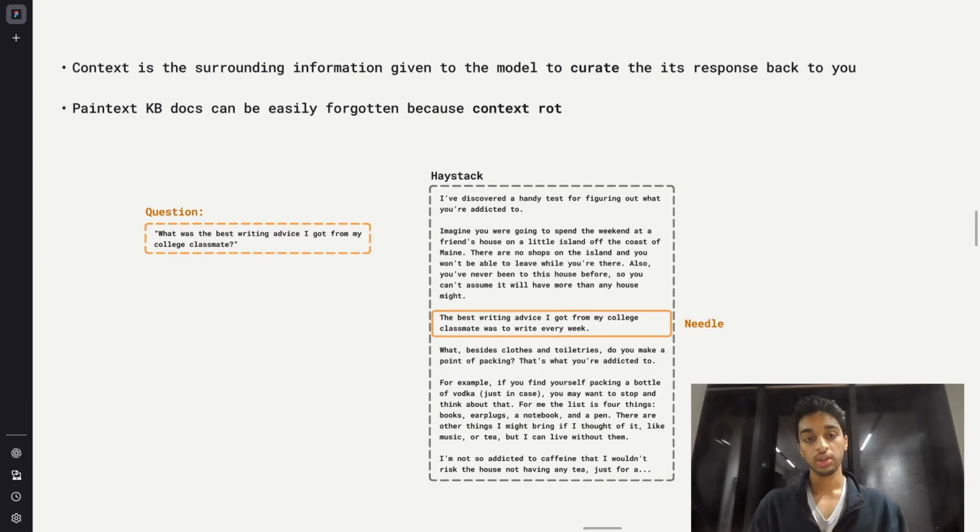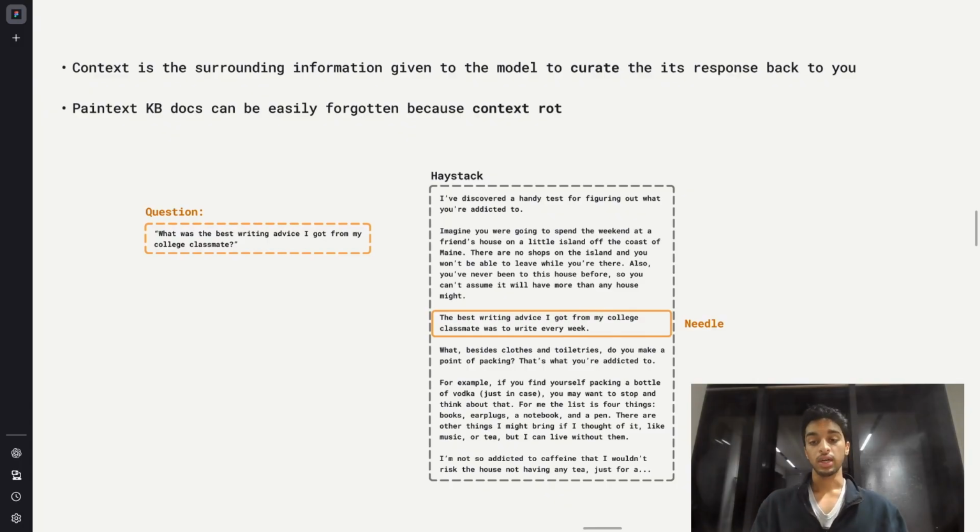So context is essentially the surrounding information given to a model in order to curate its response. The way LLMs work is that they only have a specific context window and a specific limit to that context. So if you exceed that using a 3-page prompt or a large document, that will overload the AI, so to say, and it will not find what it is that you're looking for as an input.